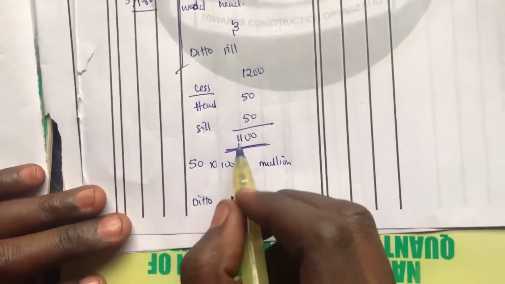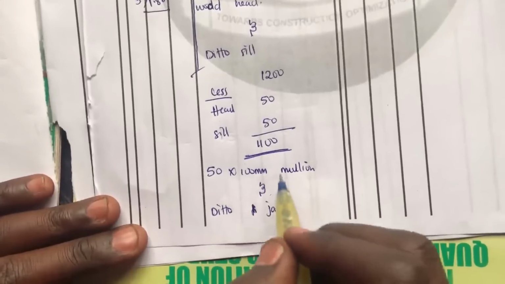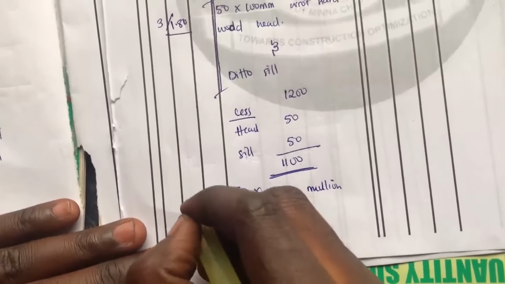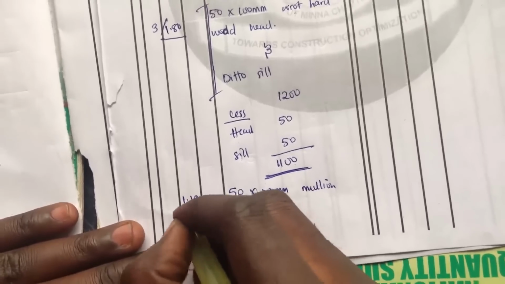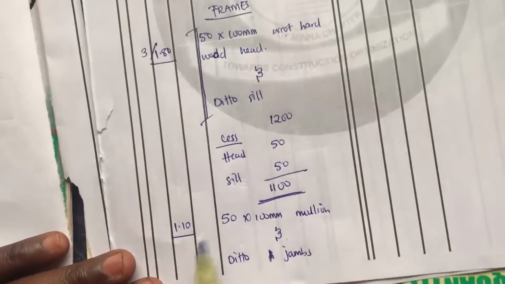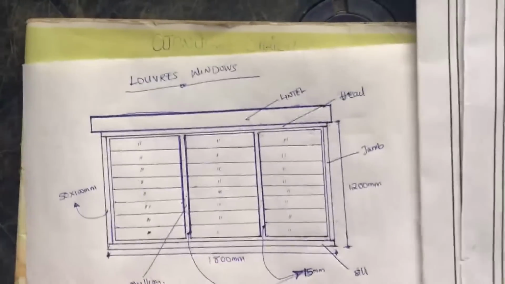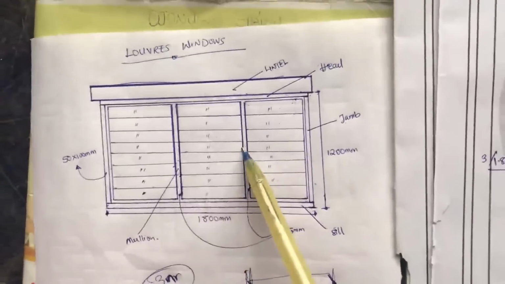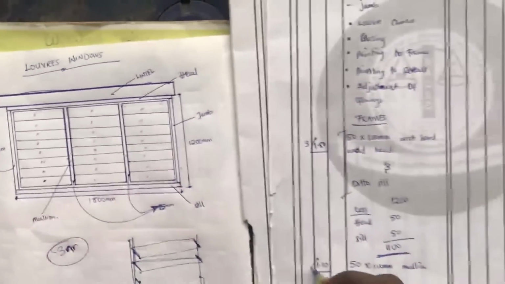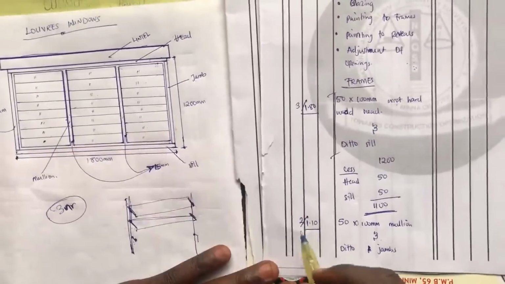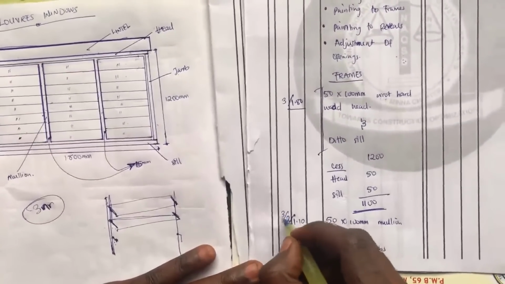Now, like we've measured, the length of our mullion and the length of our jamb is given as 1100. So I'll book it as 1.10. I'll close it, and that is for one of the mullion. Remember, 1.10 for this mullion, and then I have 2 mullion here, so I'll multiply it by 2 because there are 2 mullion and 2 jambs. So this is by 2, then multiply by 3.